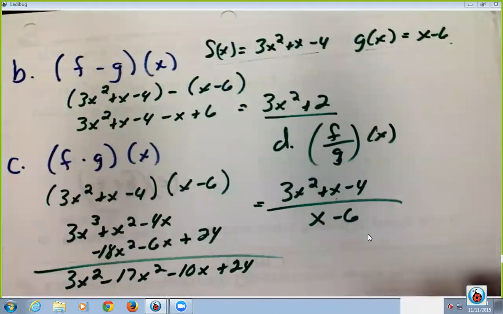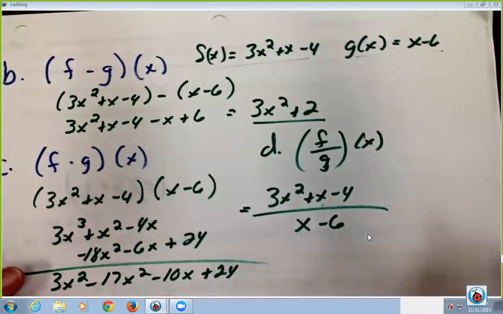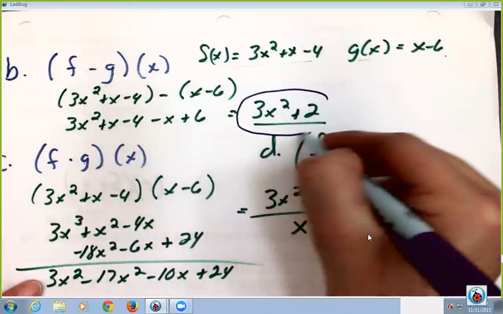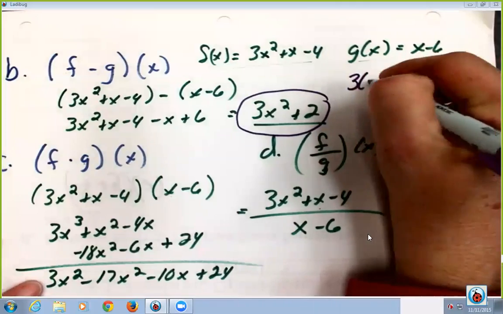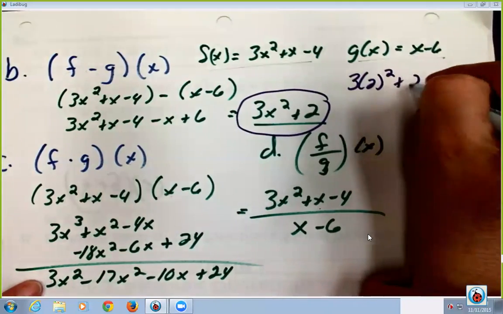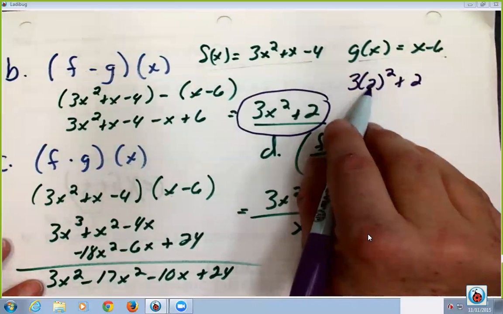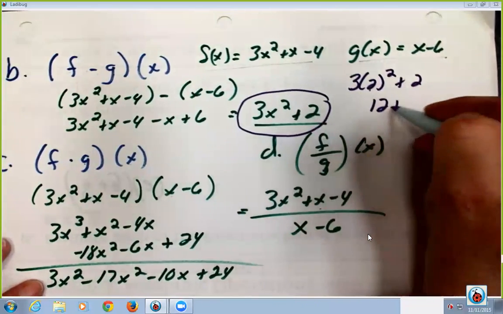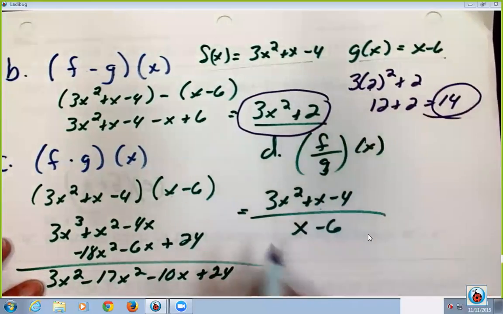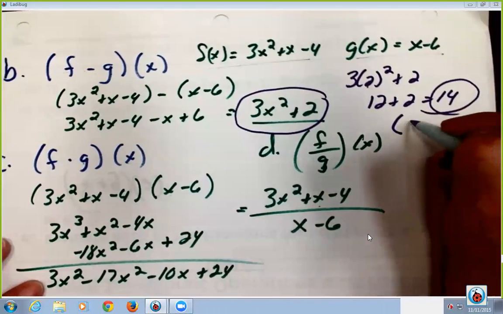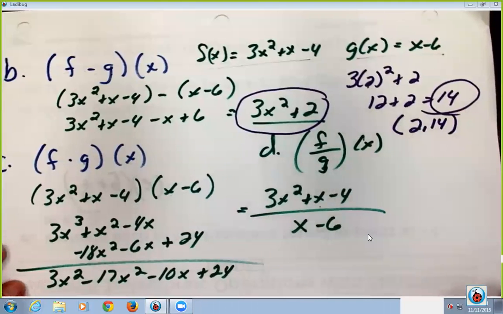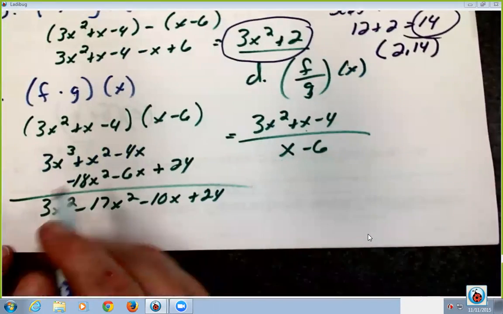So then if we go over here to this one, and I'm going to go with my answer again that I found, plug 2 into it. So 2 times 2 is 4, times 3 is 12. 12 plus 2 equals 14. So my point combination with this one would be (2, 14) if I were subtracting my two functions. You good? What do you guys think? Plugging 2 in works.